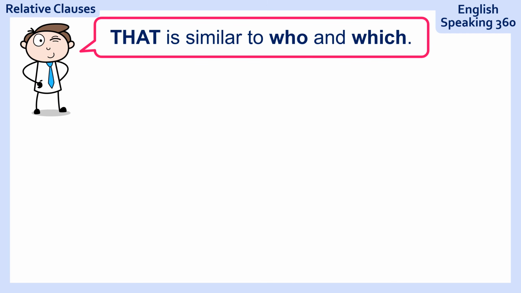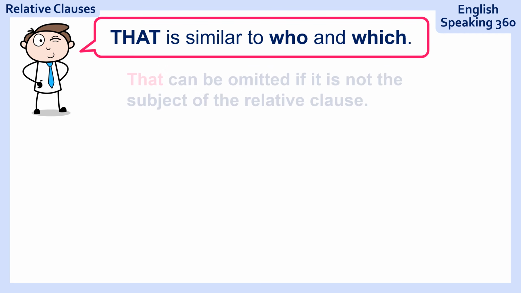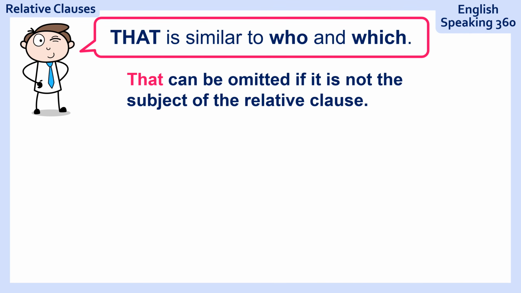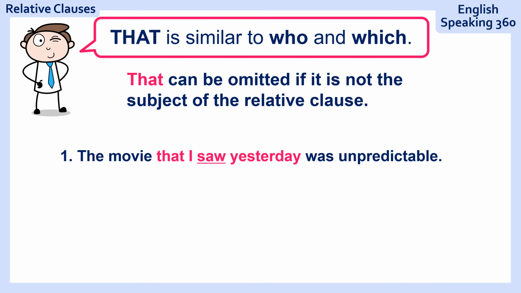That is similar to who and which. So that means that can be omitted if it's not the subject of the relative clause. If it's the object, you can skip that. Now here's an example. The movie that I saw yesterday was unpredictable. Who saw? I saw. So I is the subject, therefore that is not the subject and it can be removed. The movie I saw yesterday was unpredictable.